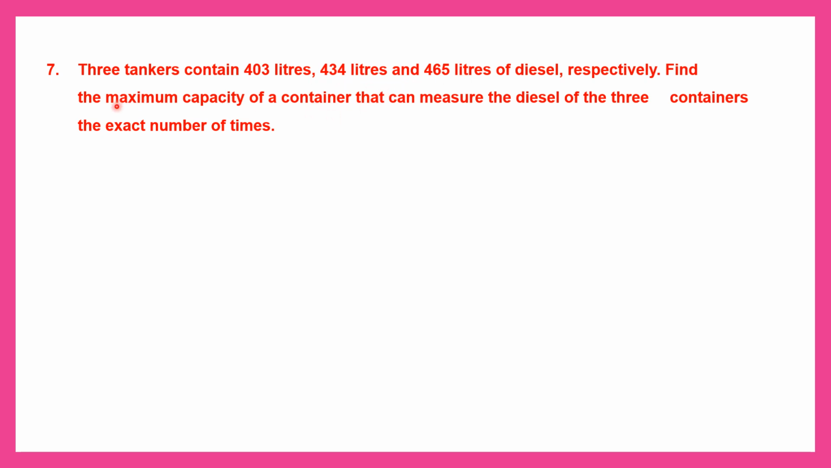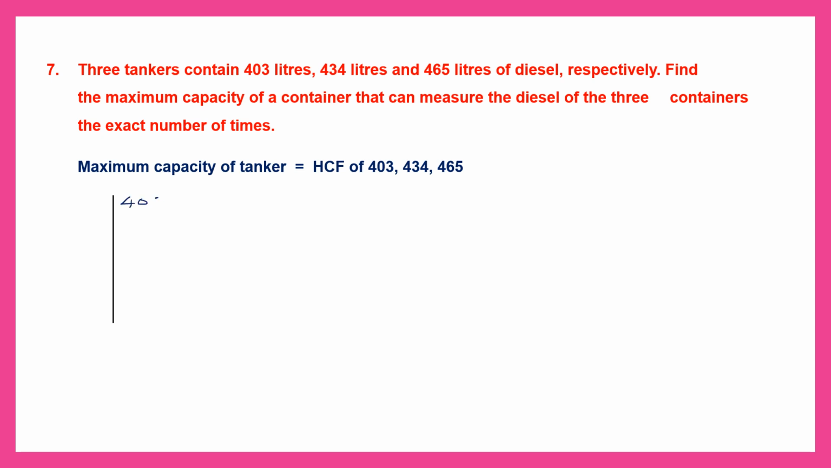So let's begin. So when we are talking about maximum, remember we're talking about H.C.F. So maximum capacity of tanker means we are talking about the H.C.F. So let's find the H.C.F of these three numbers. So first let's find the H.C.F of 403 by the prime factor method. So now if you look at 403, this is divisible only by 13, which is a prime number. 13 into what will give us 403. So let's divide 403 by 13 and see.